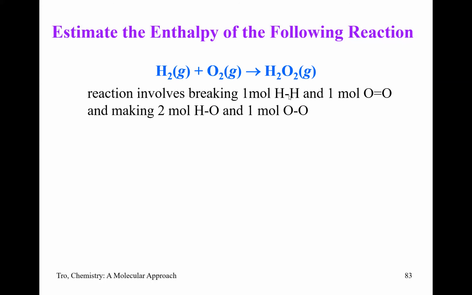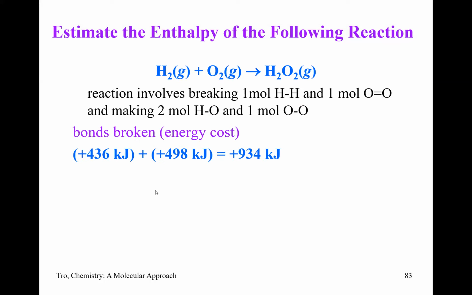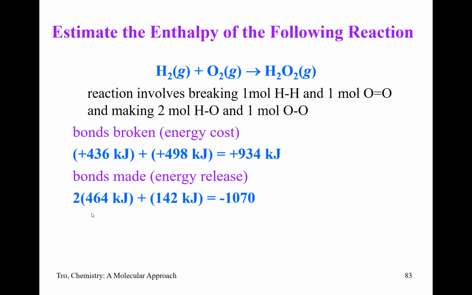Right, we broke the H-H and the O=O double bond. You need to make sure you grab the right bond when it's double versus single. It makes a difference. So the ones we broke were 436 and 498. So that would be the uphill. That was the cost, right? Then the bonds made, that's released. So this one's going to be negative, whatever it is. We made 2 single H-O bonds, and then 1 oxygen-oxygen single bond.